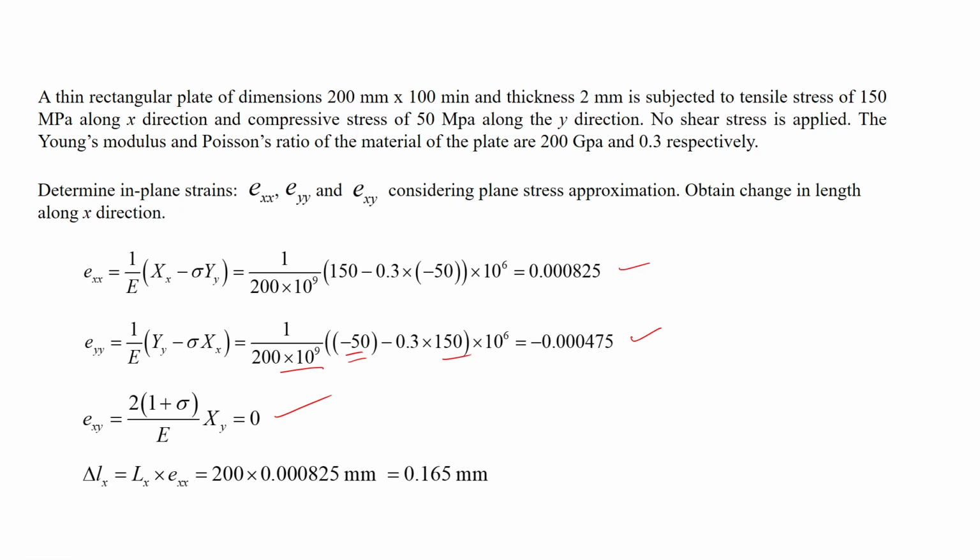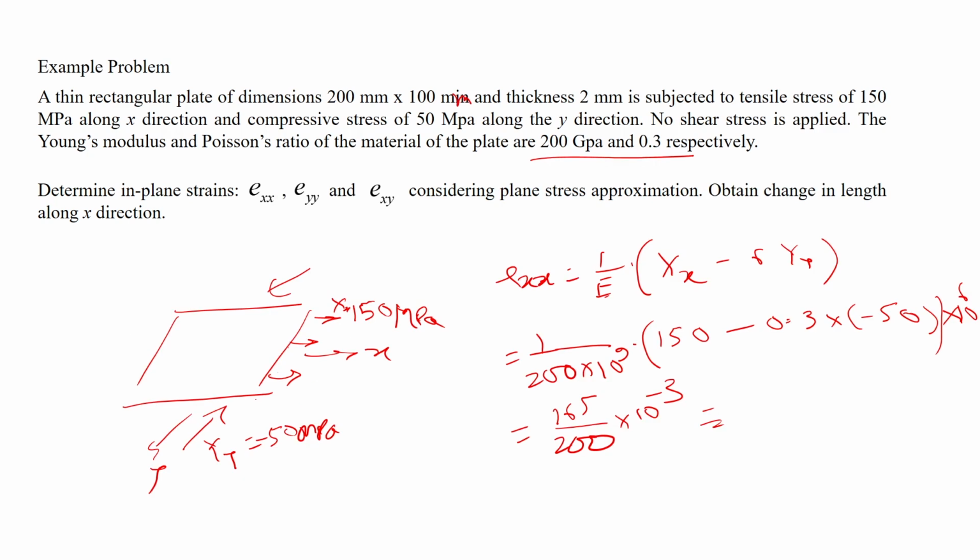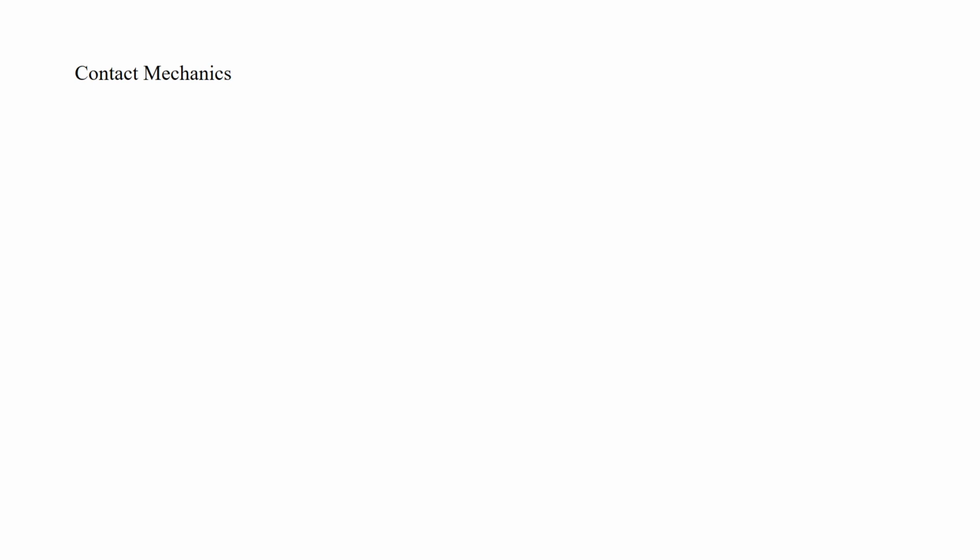We can also obtain the change in length along the x direction. So, that is delta Lx equal to Lx into εxx, very simple. 200 is the dimension in the x direction, so 200 into εxx is the change in length delta Lx. So, we can use this stress strain relation that we have derived here to estimate the strains.